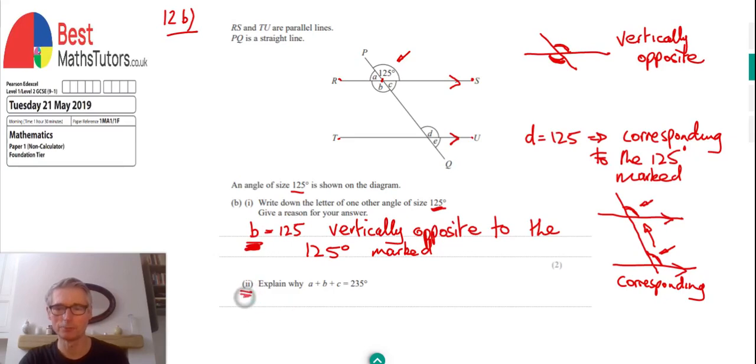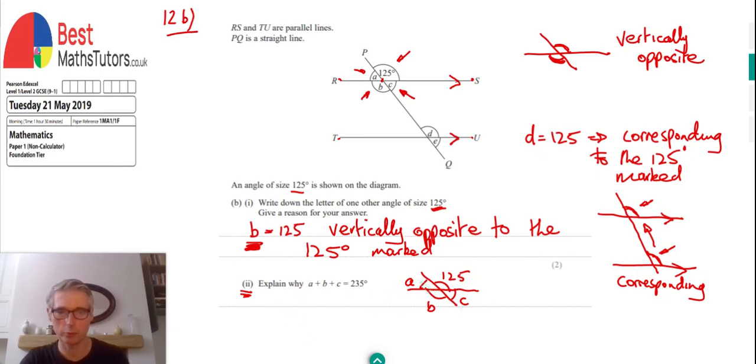If we look now at part 2, explain why A plus B plus C equals 235. So we're looking at the angles A, B and C, and we're saying if we added all of them together, they'd add up to 235. And the reason for that is because in a circle, we've got 360 degrees. So we've got this situation with the A, the B, the C, and the 125. And they must all add up to 360.